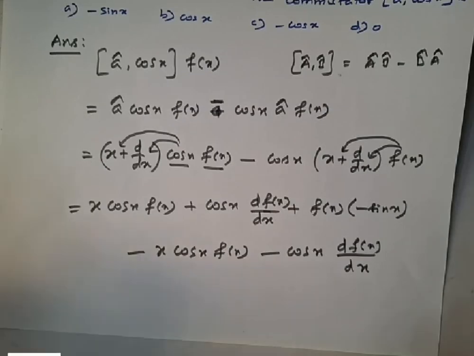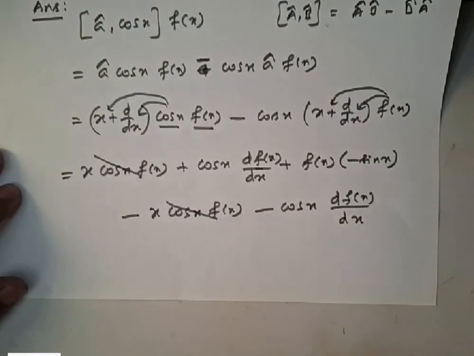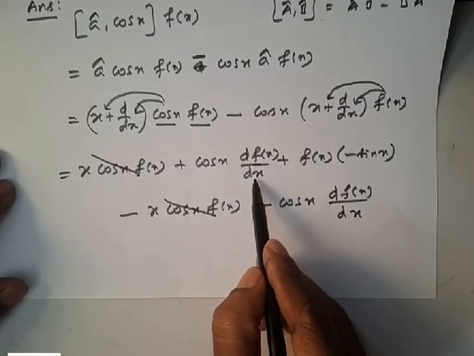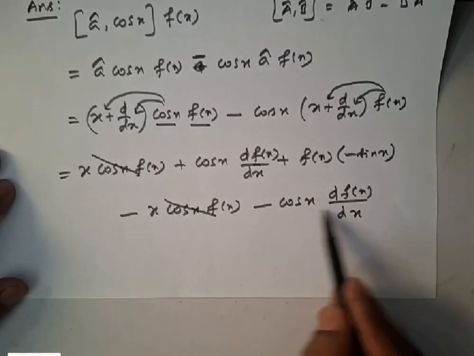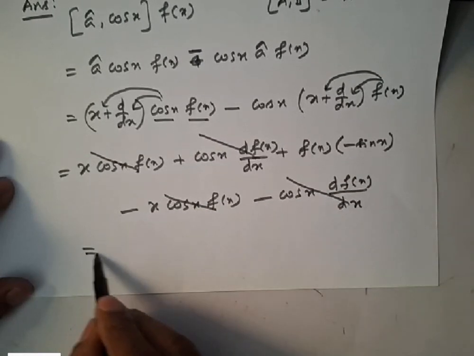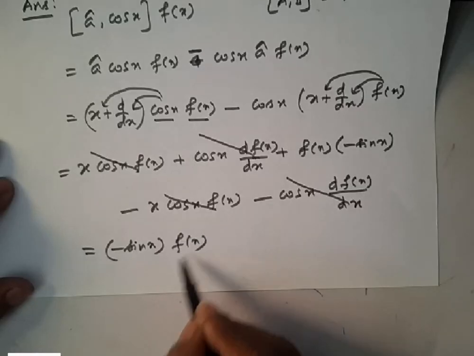Very good. The first term, cos x f of x, and this term and this term cancel each other. Then cos x df by dx minus cos x df by dx, these two also get cancelled. So we are left with minus sin x into f of x.